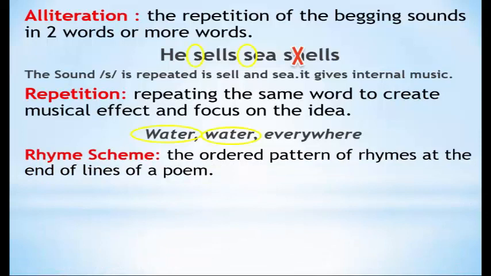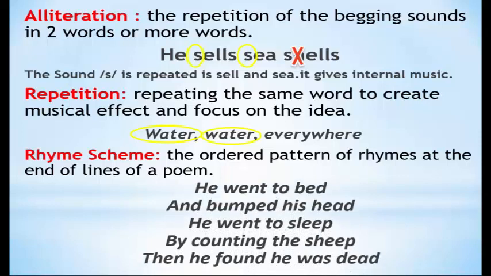Next one, we have the rhyme scheme. So what is the rhyme scheme? The rhyme scheme is the ordered pattern of rhymes at the end of each line of the poem. And we arrange the rhyme scheme using A, B, C instead of 1, 2, 3. So the first sound we will call A, the second sound B, and the third sound C, and so on. Look at this stanza and let's read it together.